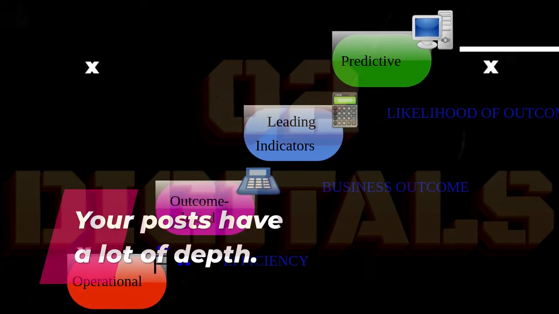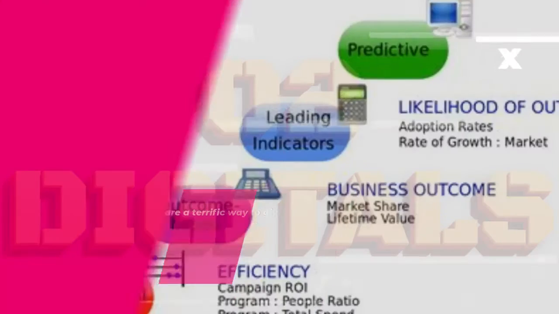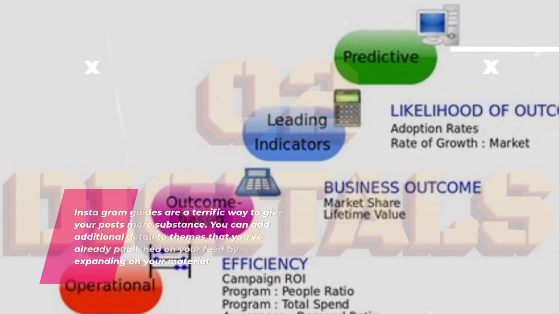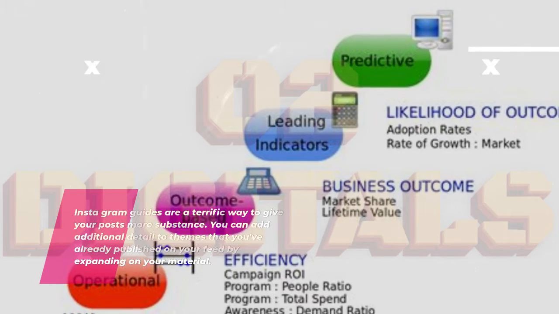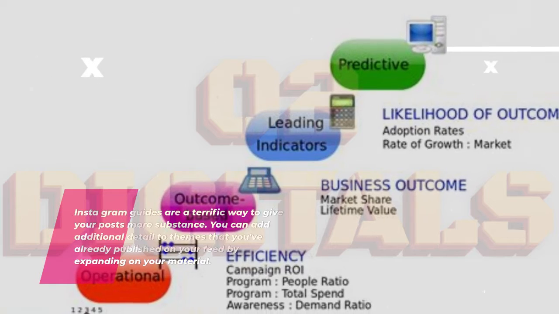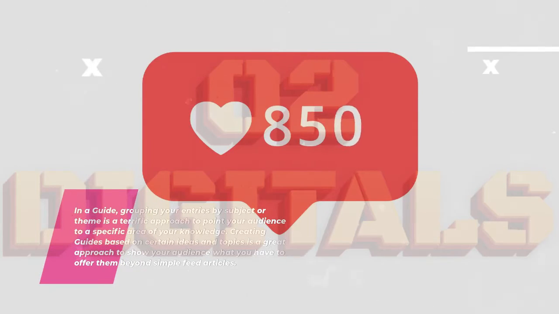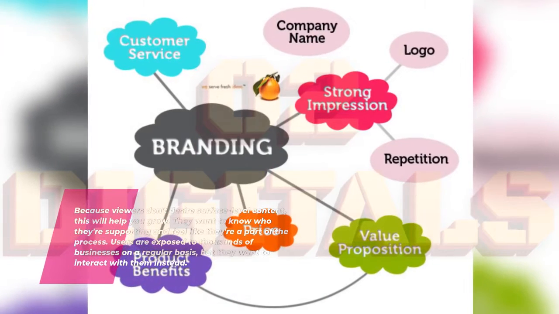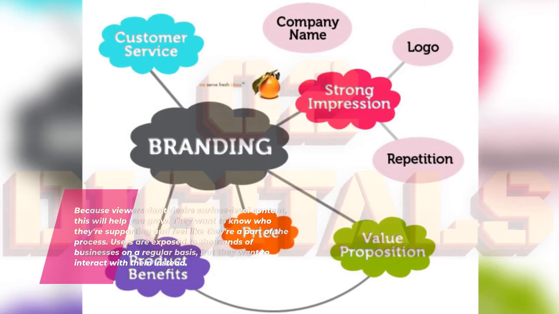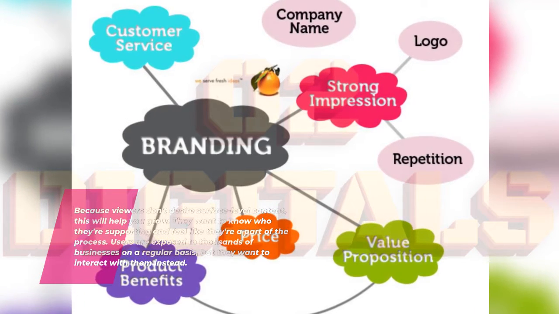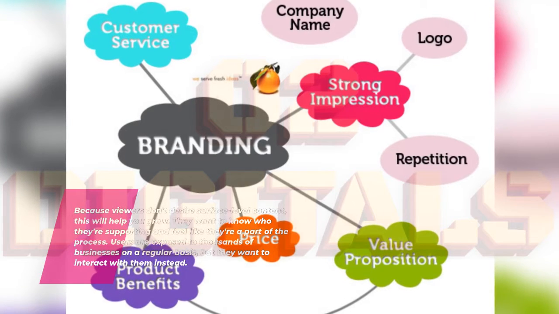Instagram guides are a great way to give your posts more substance. You can add additional detail to themes that you've already published on your feed by expanding on your material. In a guide, grouping your entries by subject or theme is a terrific approach to point your audience to a specific area of your knowledge. Creating guides based on certain ideas and topics is a great approach to show your audience what you have to offer them beyond simple feed articles.